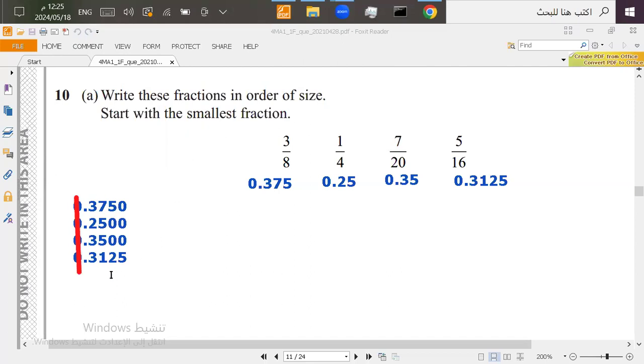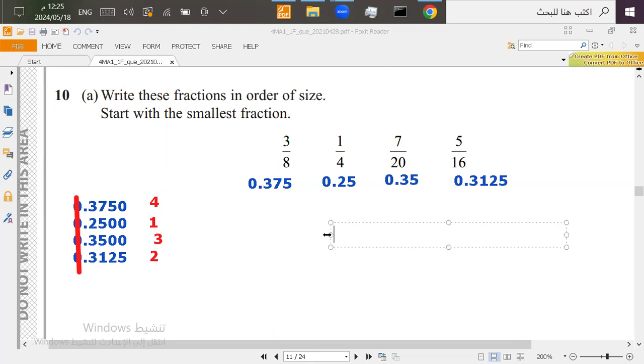Which one is the smallest? Very good. It's this one. I'll write one next to it. Okay, and then after the 2,500, I have 3,125, and then 3,500, and then 3,750. And this is the right order of these numbers.